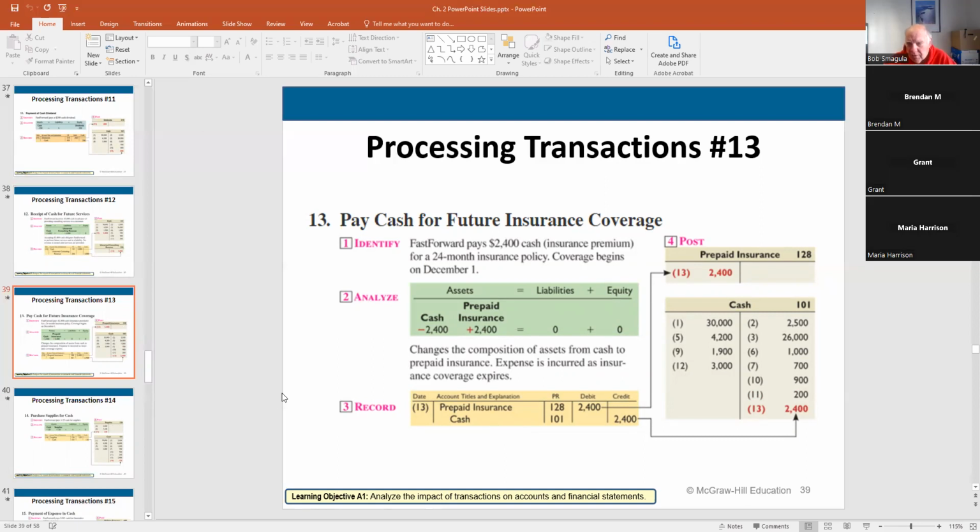So cash, of course, goes down with the credit. The asset prepaid insurance goes up with the debit. Changes the composition of assets from cash to prepaid, and expenses are incurred only as the insurance expires. So that's a 24-month policy. They're going to be expensing that off at $100 a month for the next 2 years.